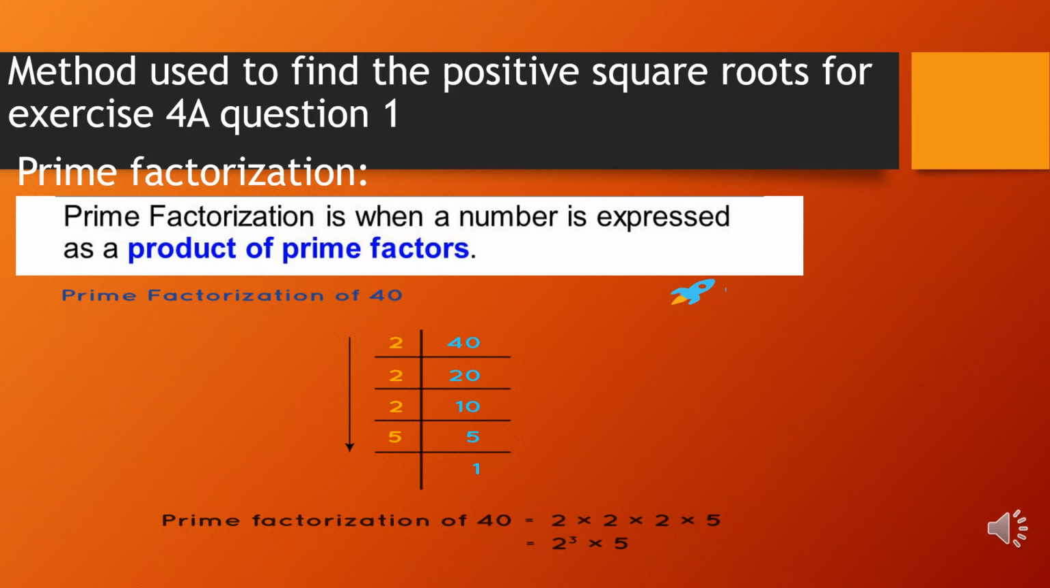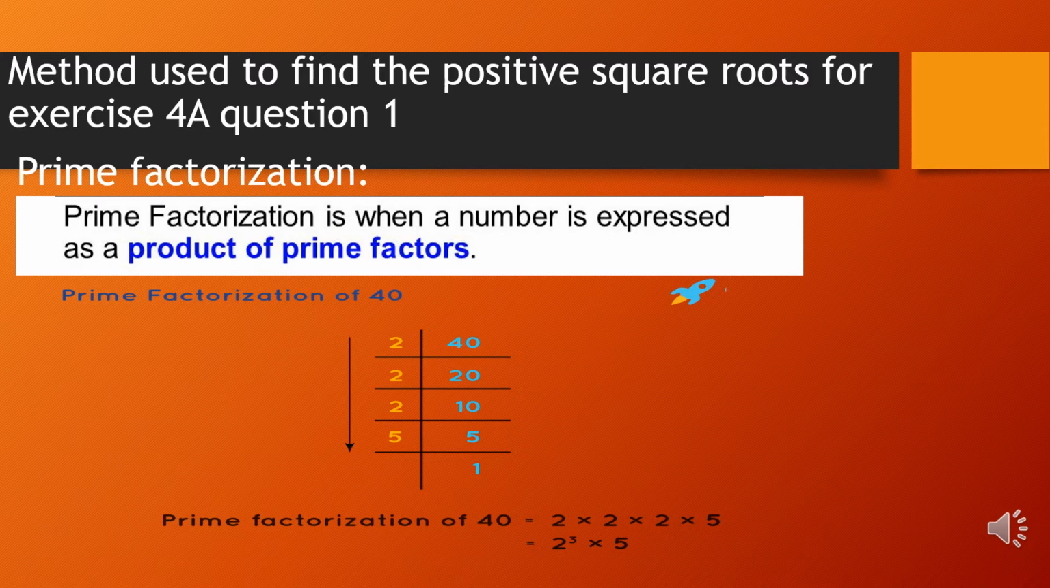In this example, you can see that I'm going to do the prime factorization of 40. And I'm going to start by 2 because 2 is a prime factor. So 2 20s are 40. Then again 2 10s are 20. Then again 2 5s are 10. And then 5 1s are 5. All of the factors are prime.